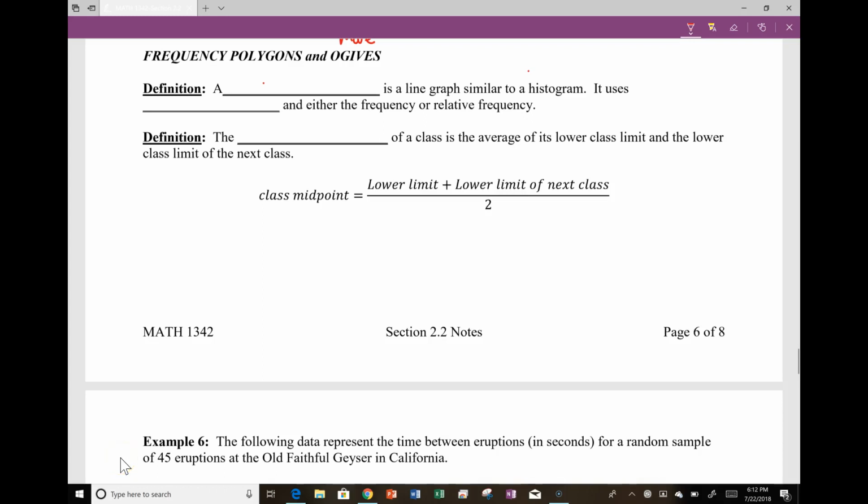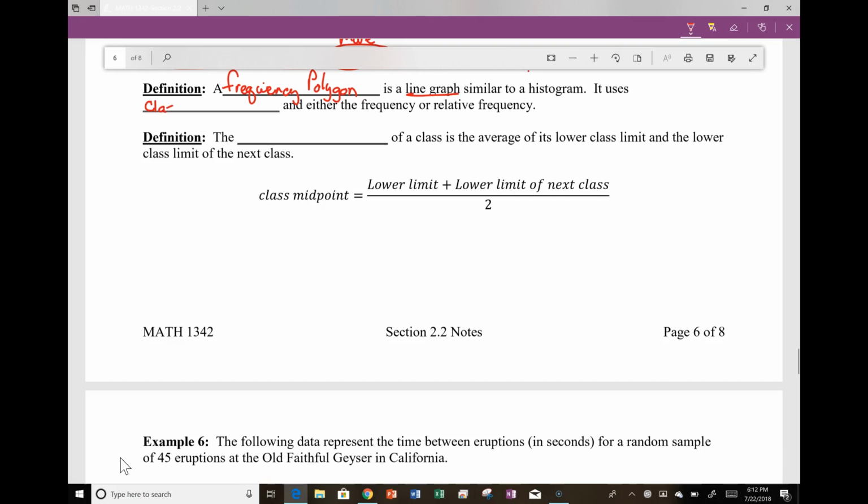For this video, we are going to discuss frequency polygons and ogives. Yes, that does look like "ogives," but it's actually called ogives. So the first one that we're going to discuss is the frequency polygon. We need the same information as whenever we were creating a histogram, but it's a line graph on this one. It uses the class midpoints for it.